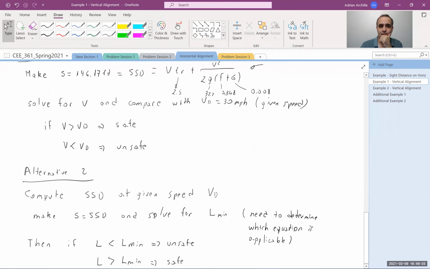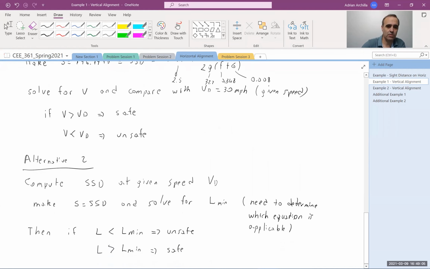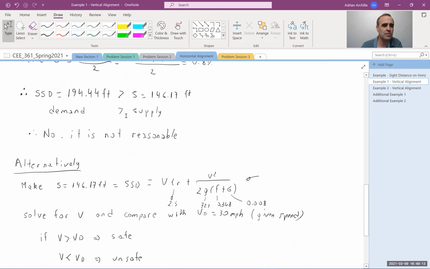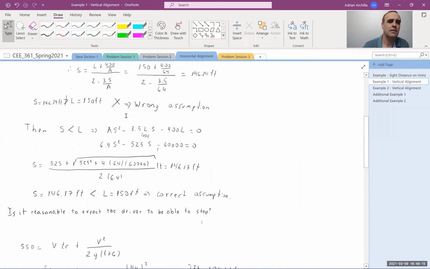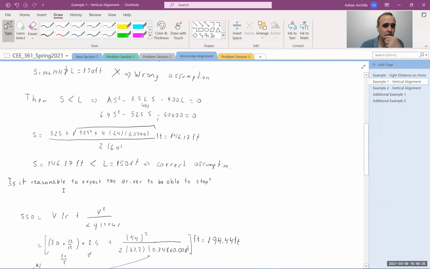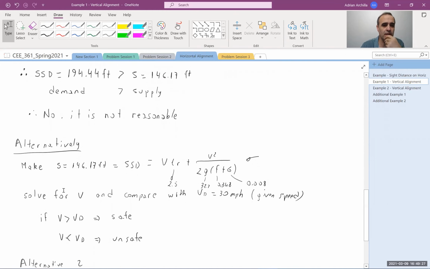And there's a third way, and I like to explain this one mostly because it relates to the notation in your textbook. If you look at the equations in your textbook, when they provide these equations, they put an L sub m. And the m is for minimum length of the curve. So let me go back here and tell you why that is.